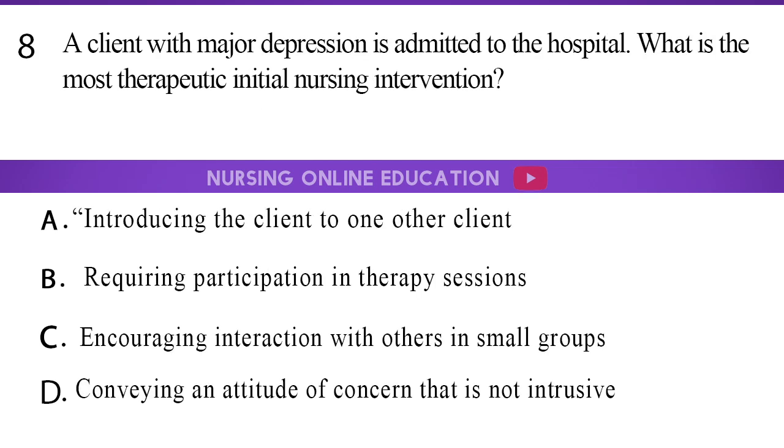8. A client with major depression is admitted to the hospital. What is the most therapeutic initial nursing intervention? A. Introducing the client to one other client. B. Requiring participation in therapy sessions. C. Encouraging interaction with others in small groups. D. Conveying an attitude of concern that is not intrusive. The answer is option C. Encouraging interaction with others in small groups.